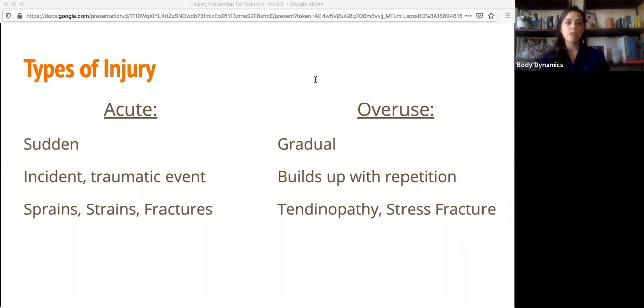And then the other category is overuse. These are the majority of injuries for dancers. They come on gradually and they're going to build up with repetitive motion or use of a specific body part. You might think of things like hip flexor tendinopathy, maybe shin splints, even stress fractures fall into this category. Most prevalent for dancers are the overuse injuries. So we'll be discussing things as injury prevention, mostly aimed at that category.